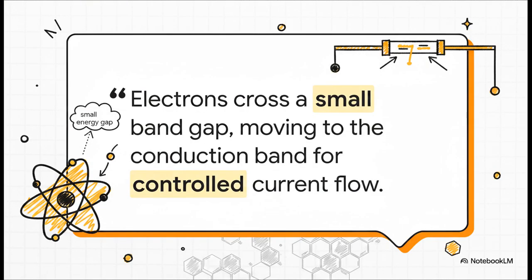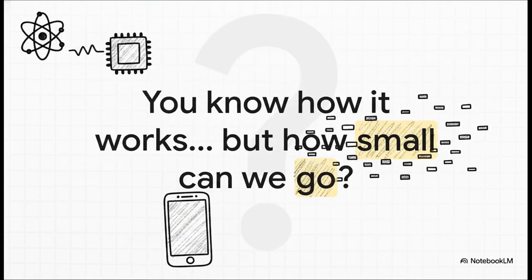So if there's one thing you take away from all this, let it be this sentence right here. This is the whole explainer boiled down to its essence. In a semiconductor, we can make electrons move from the valence band to the conduction band across a small band gap, and that is what allows for controlled current flow. That's the secret. So we've gone on a journey from a single atom all the way up to the phone in your pocket. You now know the fundamental principle that makes it all possible.